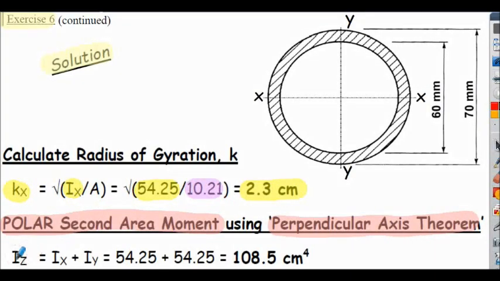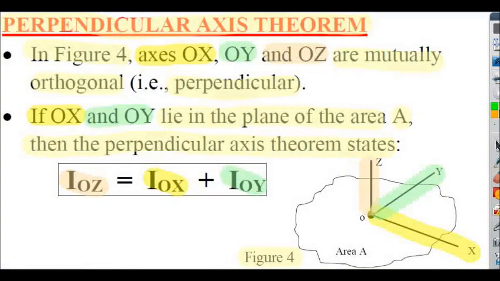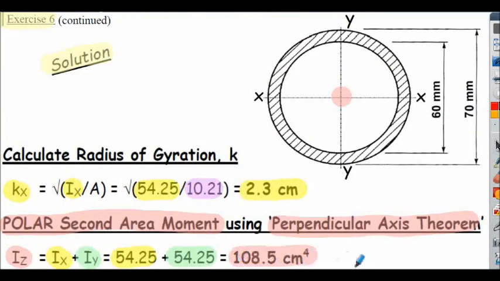And essentially to find IZ, which is the axis protruding directly out of the page here, 90 degrees if you like to the x and y axes, simply add up the IX and the IY values to find the IZ value, the polar second moment of area.